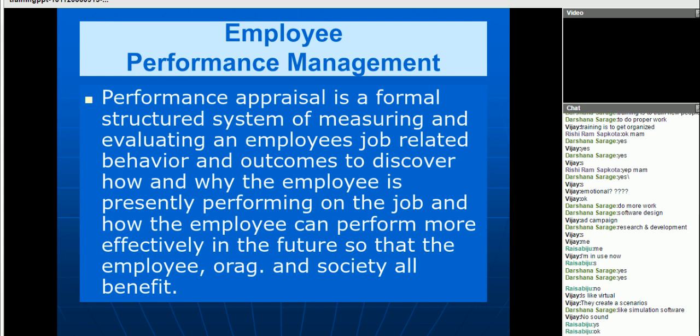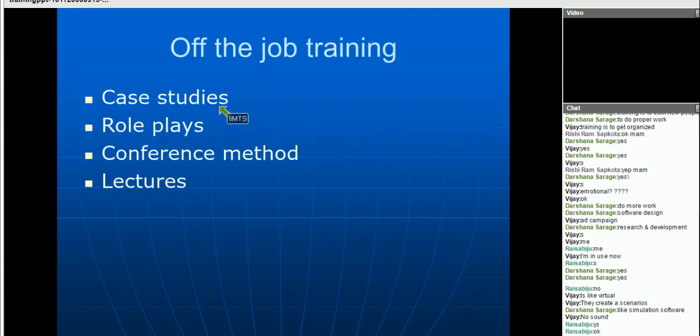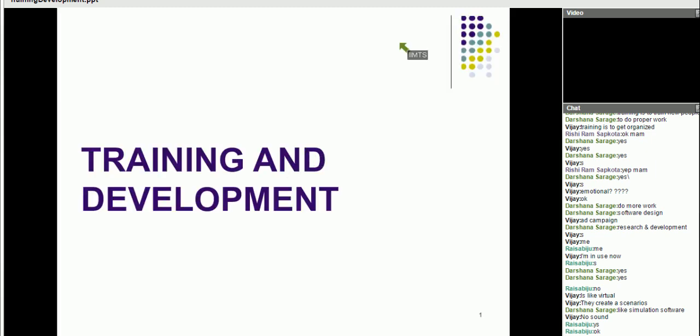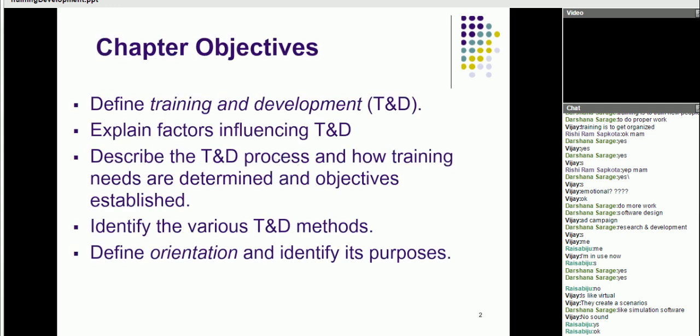Now off-job trainings are when training is given through case studies, role plays, conference method and lectures. I don't think any one of you have, you might have done that assignment. Around a month back, I uploaded an assignment on classstratter.com. It was on role play only. There was a specific situation and a specific product for which the students were to frame dialogues as the salesperson. It was a role play. Okay, now we go to the next type.